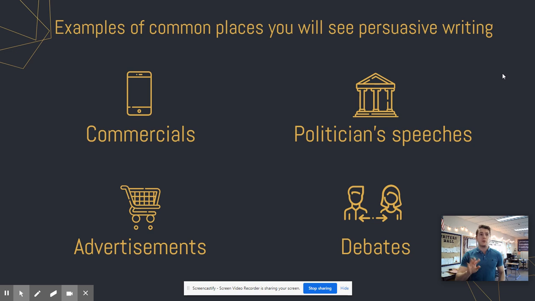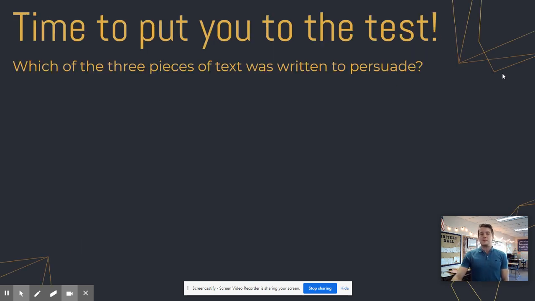So these are just 4 common places that you're going to see persuasive writing, but there are many, many more examples out there as well. Since we've already talked about it, you guys know what persuasive writing is. I'm going to put you to the test right off the bat here. I'm going to give you 3 pieces of text on your screen, and you're going to have to do your best to tell me, or to think at least in your head, which one of these pieces of text is persuasive. All right, hope you're ready.